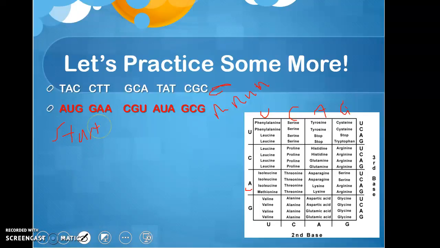Anytime you see the word methionine, it's start. So if you want to write the word start where it says methionine, that is always going to be your start codon. So every single protein is always going to start with AUG. No ifs, ands, or buts to that.